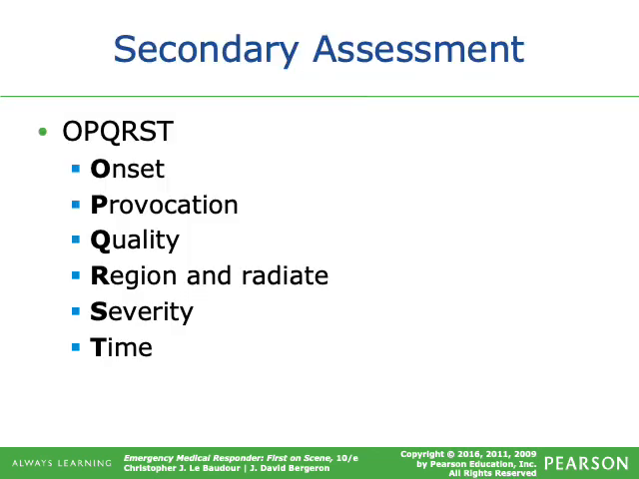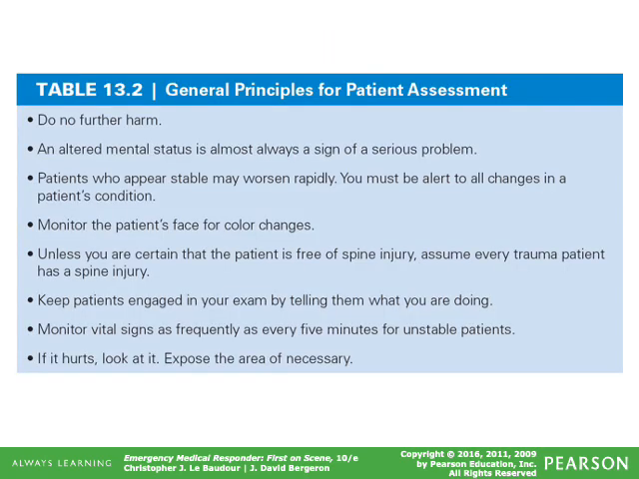Alright, so OPQRST, this is another assessment tool that we use. It's going to be onset, provocation, which means what makes it worse. Quality, what does the pain feel like. Region and radiation, where is it located and does it radiate anywhere. Severity, how bad is it, scale of 0 to 10. Time, when did it start. It's table 13.2, it's in your book. It covers the general principles of patient assessment.